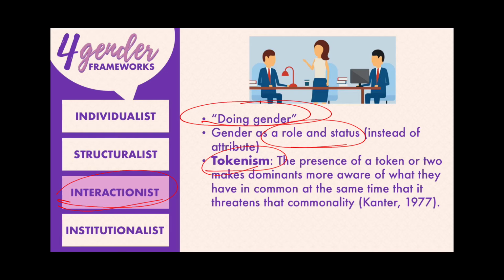And I guess the threat comes from the fact that it gets uncomfortable because they can no longer do the usual masculine and misogynistic things that they could do, because there are already audiences who could be affected by their movement and thoughts and ideas, and therefore that's the reason why they can feel threatened. So that's Yoder's interactionist gender framework, specifically on tokenism.